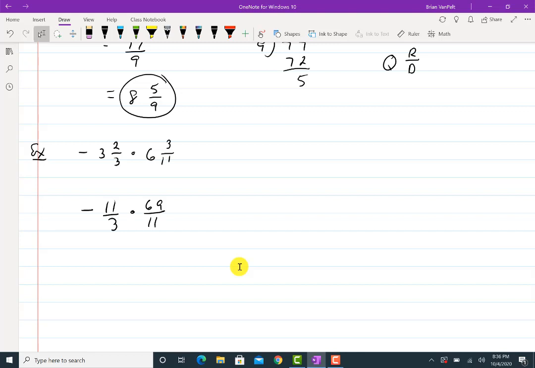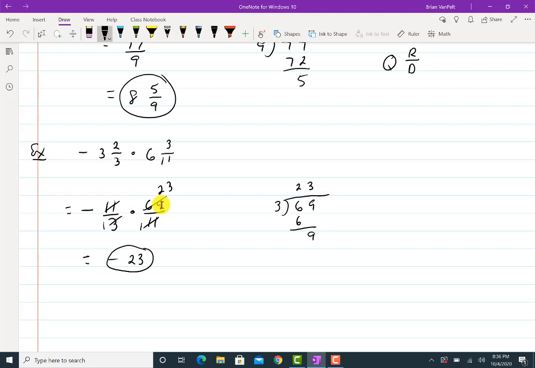And, well, this is nice. Notice that the 11s cancel out. And in addition, if you take 6 plus 9, that's 15. 3 goes into 15, so we know that 3 goes into 69. How many times? It goes into 6 twice. Bring down the 9. It goes into 9 3 times. So this equals negative, this goes in there 23 times. So when all is said and done, we just have negative 23 over 1. Considering the problems that were involved, that's a very simple type of answer.